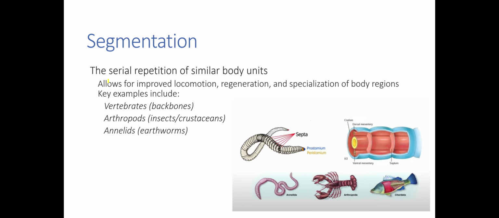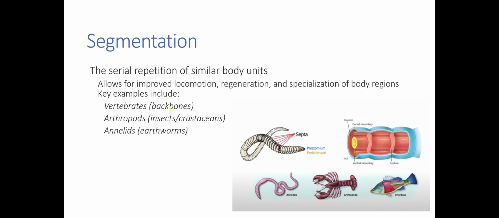Another way that we can classify animals is based on segmentation, and this is where you have repetition of body parts. We start to see this with the earthworms. In fact, they're called segmented worms. You see it in the arthropods, which are like your insects and your crustaceans. They have segmented bodies. And then we also see it in your vertebrates or your chordates.